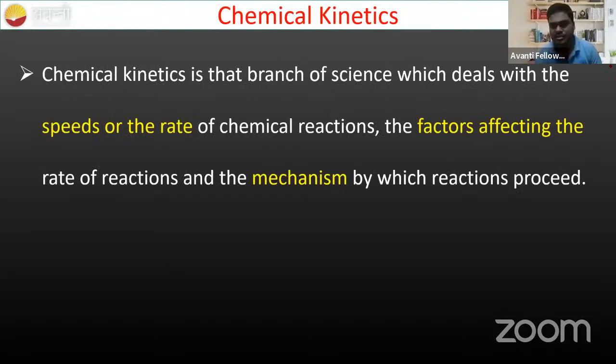So basically, what is chemical kinetics? If someone asks, how will you define it? Chemical kinetics is the branch of science which deals with the speed, or we say rate, of a chemical reaction, or the factors which affect the rate of a reaction and the mechanism by which the reaction proceeds. So this is all about chemical kinetics. I hope this is clear to you.